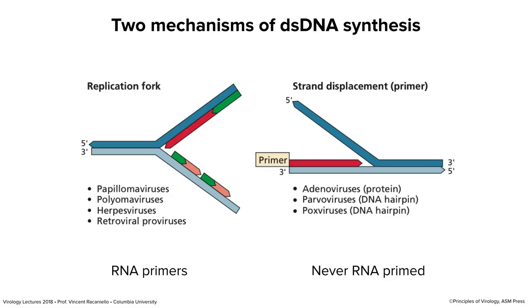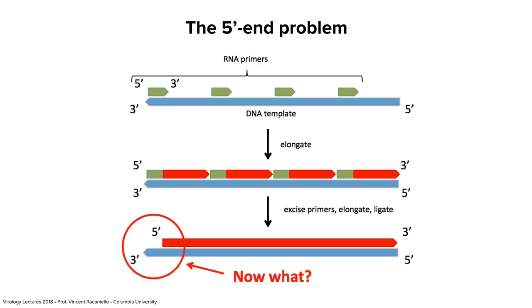So the two different ways that viruses replicate their DNA: the RNA primer dependent mechanism is associated with a problem. And that's the 5' end problem, which you've probably encountered before. But here it's illustrated. You have a DNA, and for simplifying this, we're taking out the replication fork, just looking at one strand. We have a series of RNA primers that are priming DNA synthesis in red. A part of the DNA synthesis process is that once the DNA is made, we have to excise the RNA. There's an enzyme associated with the DNA polymerase that does that and then fills in the gaps.